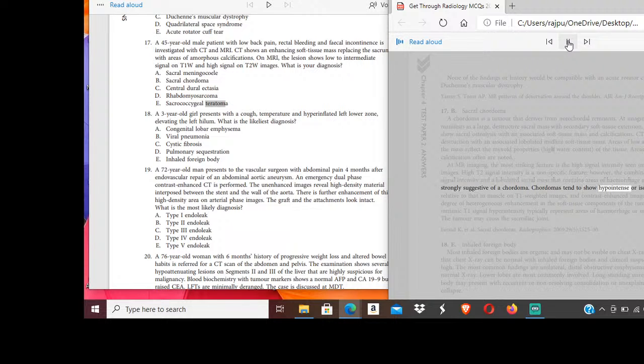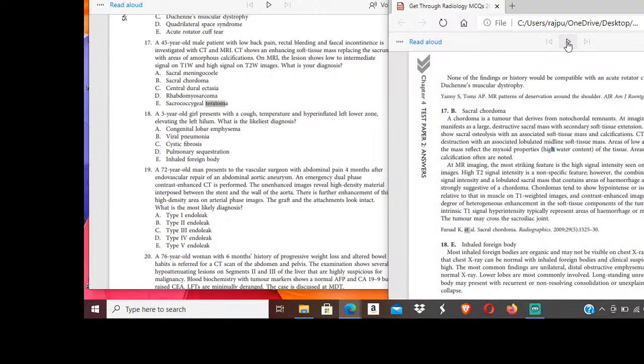Chordomas tend to show hypointense or isointense signal relative to that in muscle on T1 weighted images, and contrast-enhanced images show a modest degree of heterogeneous enhancement in the soft tissue components of the tumor. Areas of intrinsic T1 signal hyperintensity typically represent areas of hemorrhage or mucinous material. The tumor may cross the sacroiliac joint. Farsad K. et al.